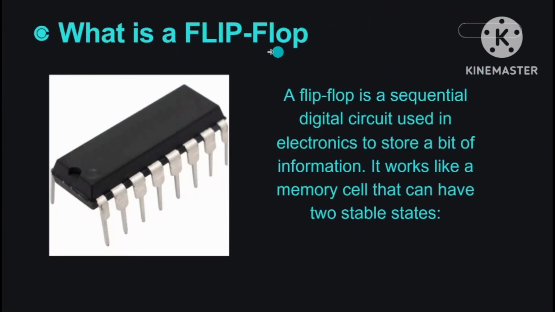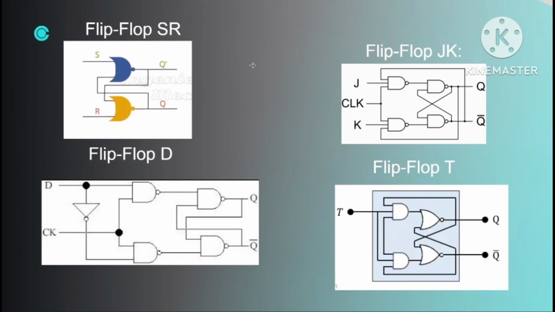Okay. What is a flip-flop? A flip-flop is a sequential digital circuit used in electronics to store a bit of information. It functions as a basic memory cell and has two stable states representing 0 and 1, or true or false. Its output changes in response to input signals and is usually activated by a clock pulse. Well, we have the four principal types of flip-flop.